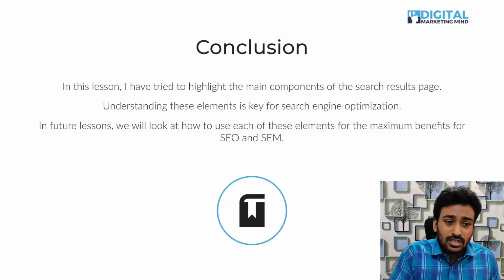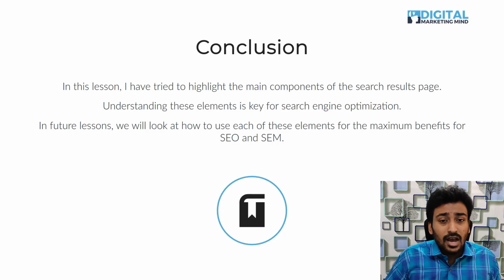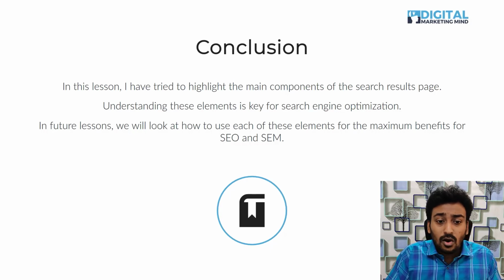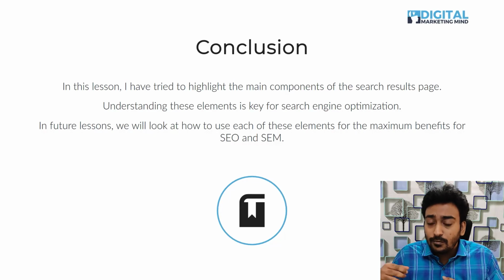So in conclusion, in this lesson, I have tried to highlight the main components of the search results page. Understanding these elements is key for search engine optimization, because in future lessons we will look at how to use each of these elements for maximum benefits for SEO and as well as for SEM.